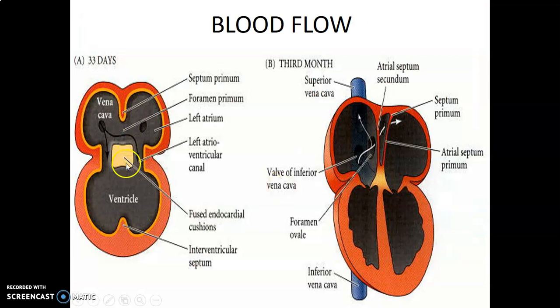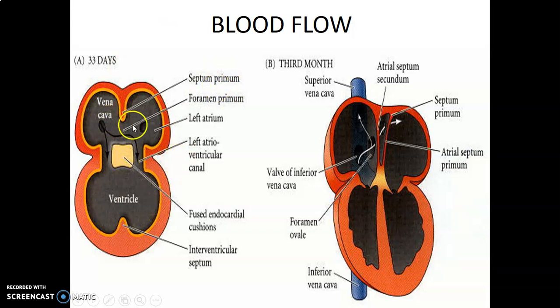So the blood flow comes from the vena cava to the right atrium, but the majority of it does not go to the right ventricle. Remember, we don't want most of the blood to go to the right ventricle, because usually the heart pumps from the right ventricle to the lungs, but the lungs are not developed in utero, so we need to bypass the lungs.